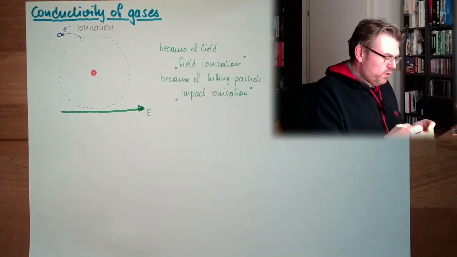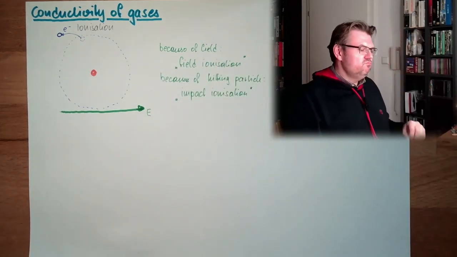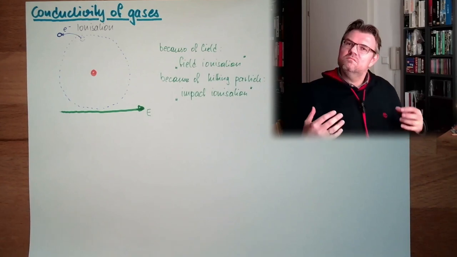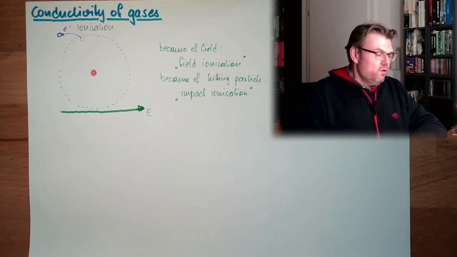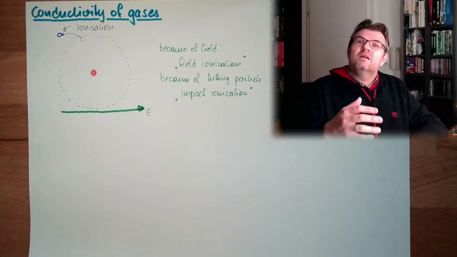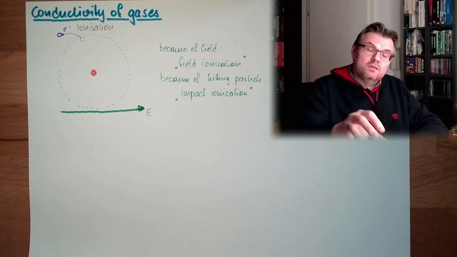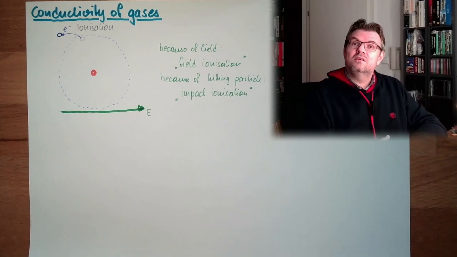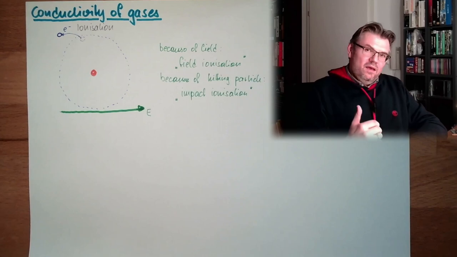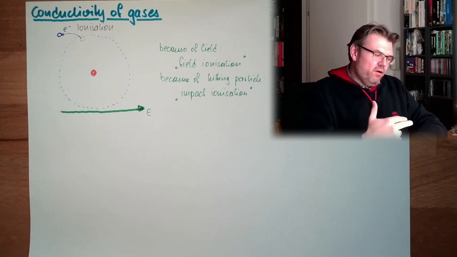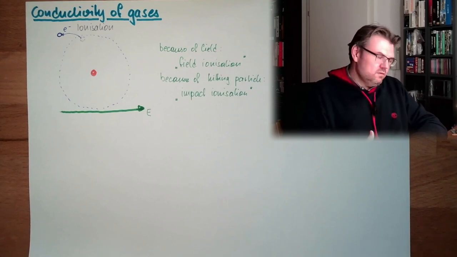In both cases, we do have then charged particles, and those are moving charged particles, current. Suddenly this thing is conductive because we ionized it. This is what is happening. I'm sure you have already observed such a process.